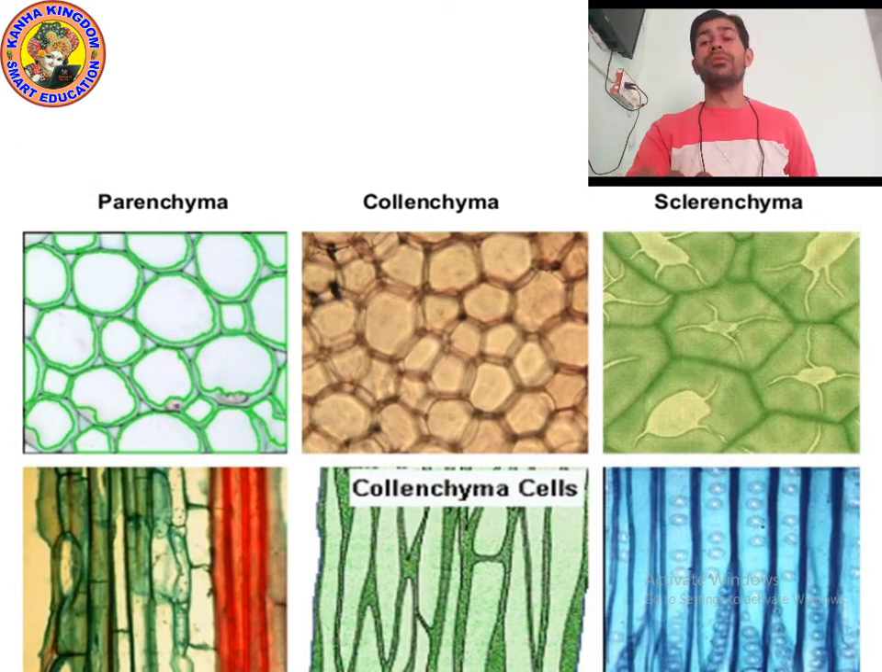So, we have been studying chapter number 6. Yes, chapter number 6. The name of chapter number 6 is tissue. And last time we studied about permanent tissue, and we also had gone through the chart of the plant tissue.